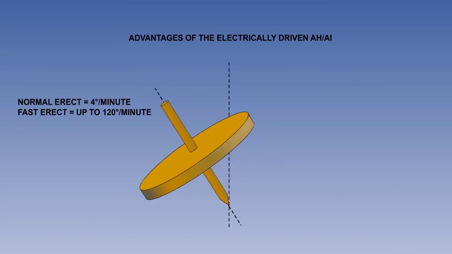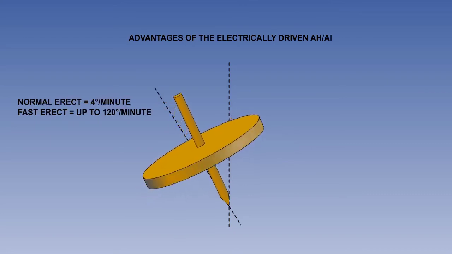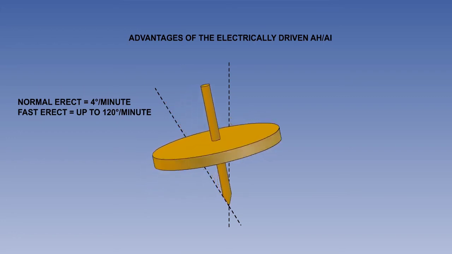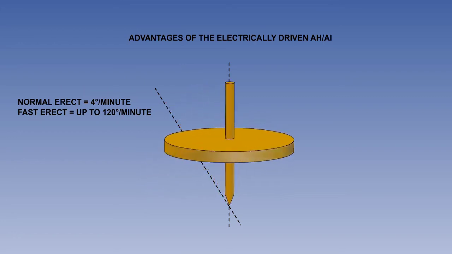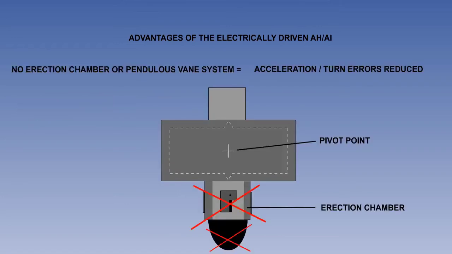Secondly, a fast erection system can be incorporated, which can erect a toppled gyro at up to 120 degrees per minute, compared to the normal rate of 4 degrees per minute. Thirdly, as there is no requirement for a heavy erection chamber and pendulous vane system, acceleration and turn errors are eliminated or reduced.